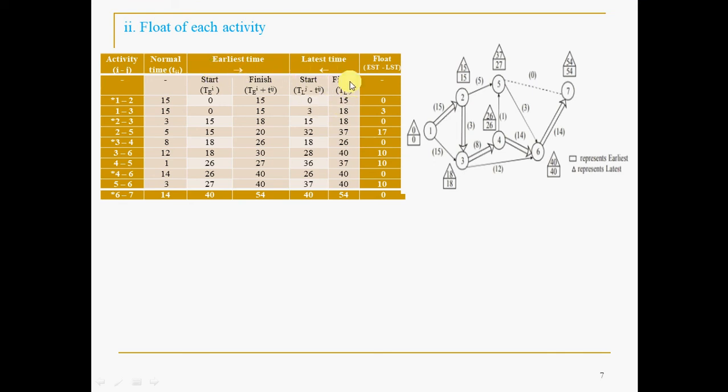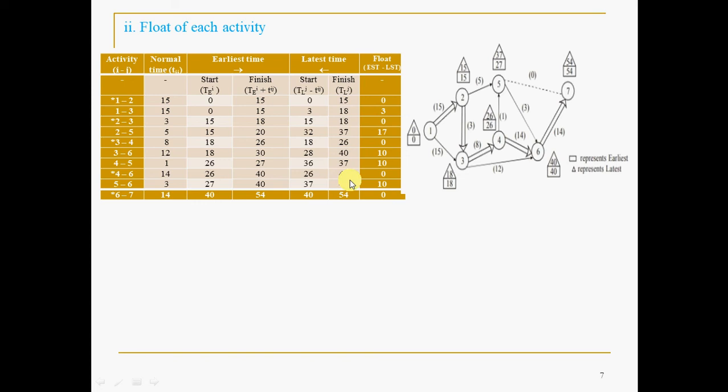Backward pass means you find out the finish time always. My suggestion is that you come back from here to here, so you start here. For example, this is 54: 54 minus 14. The formula is given, TLj, the jth node minus Tij: 54 minus 14 is 40. 40 minus 3 is 37. 40 minus 14 is 26. Okay.